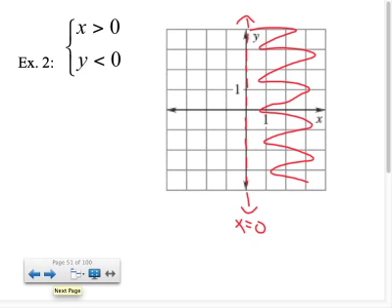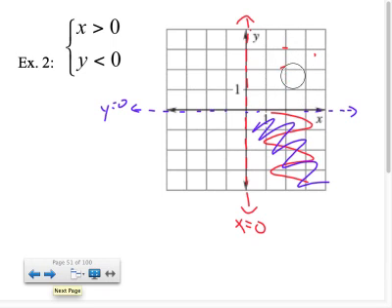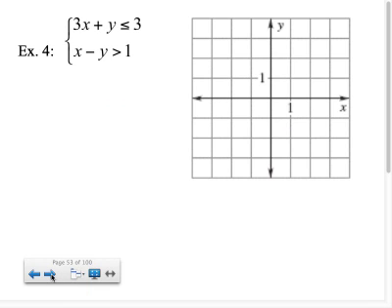y is less than 0. Again, this has got to be a dash line now. There's your boundary line, y equals 0. Everything less than is down below. But again, I don't want everything down below. All I want is where they're going to overlap. And that region there is where they overlap. And so your solution here should be that right there. So you have your two boundary lines, and then you have the one region that's going to be a common region for both graphs.